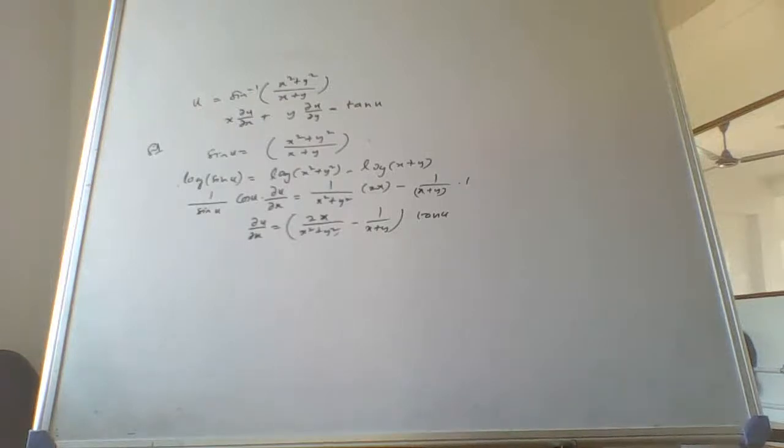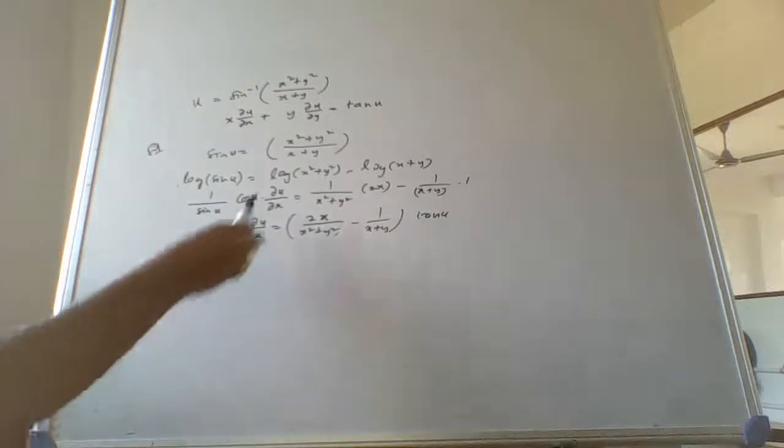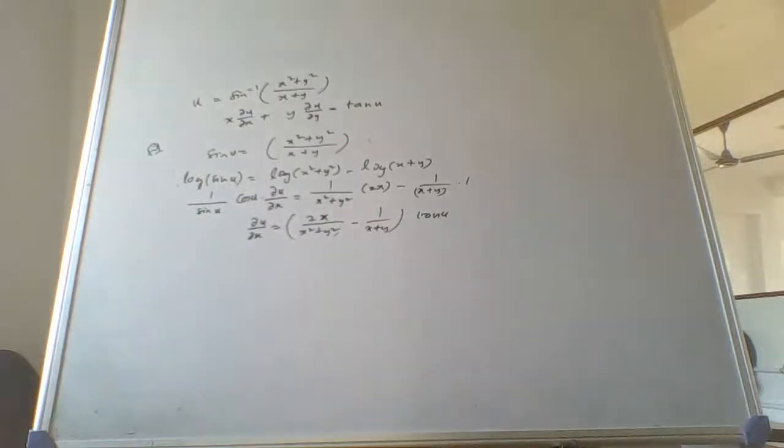So what we have taken as u is sine inverse of (x square plus y square) divided by (x plus y). We have to prove that x into dou u by dou x plus y into dou u by dou y is equal to tan u. If you take the left hand side, we get sine u, and the right hand side you get this. That's what we have been observing.